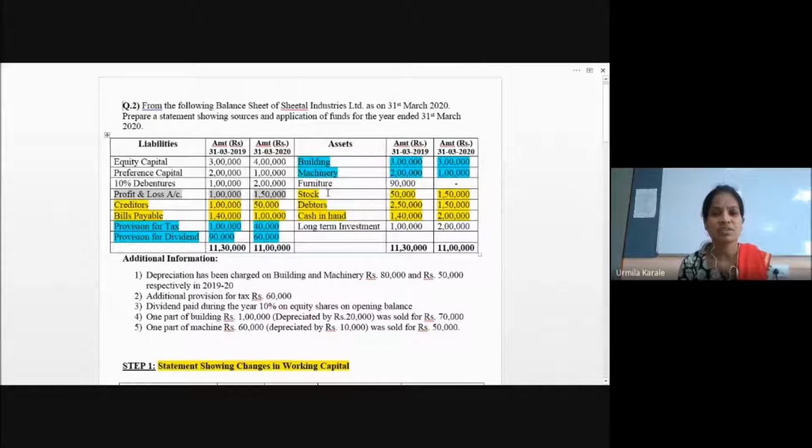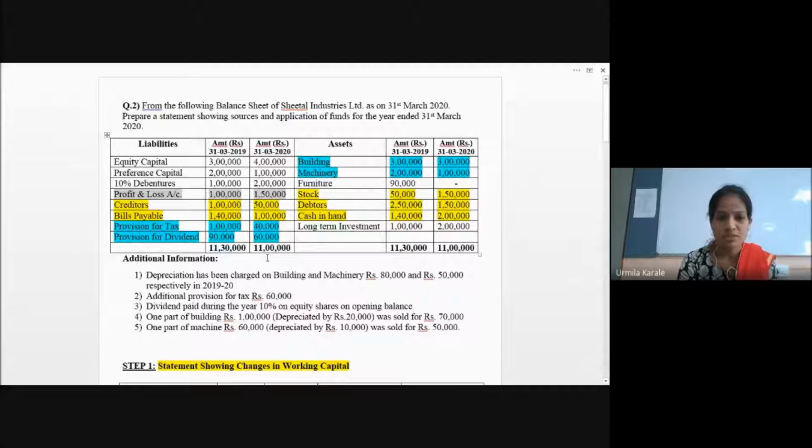In today's lecture, we are going to see one new sum on fund flow statement. Now we'll start solving the sum. Before that, just read the sum. From the following balance sheet, you are supposed to prepare fund flow statement. Assets and liabilities are given.